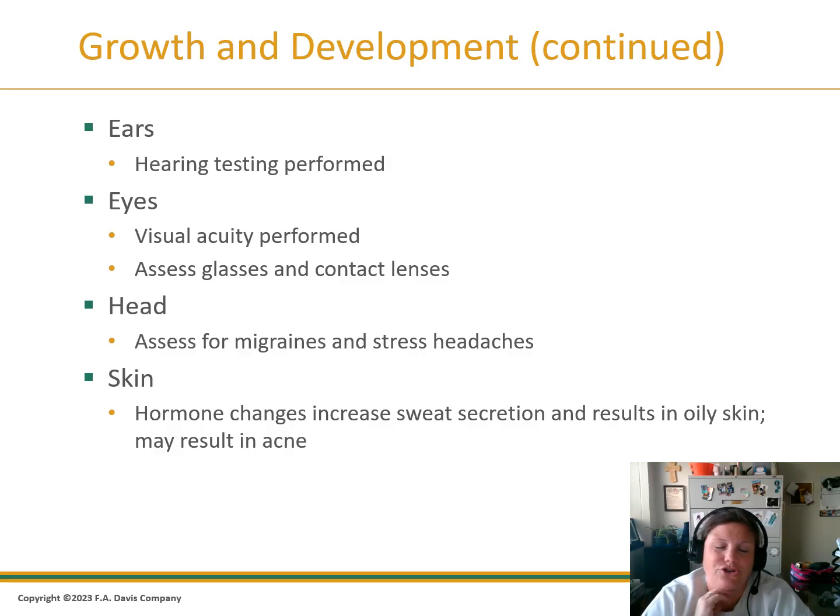Typical for this age group to experience headaches and even possibly migraines. And so trying to figure out the best relief measures for them, but also if there's any identifiable triggers that can be avoided. And then skin, we see a lot of changes during the adolescent period with increased sweat secretion and oily skin, usually resulting in acne. And so we want to encourage good hygiene so that hopefully we're minimizing the chances of those things, but also infection as a consequence of that.